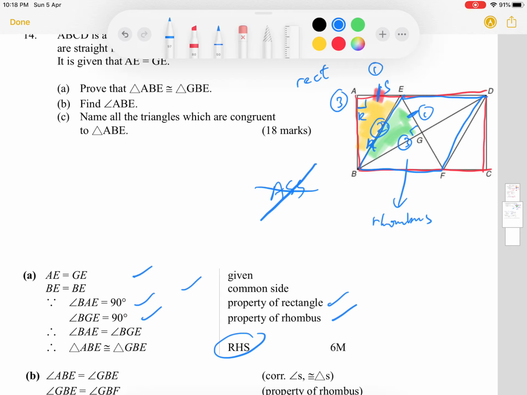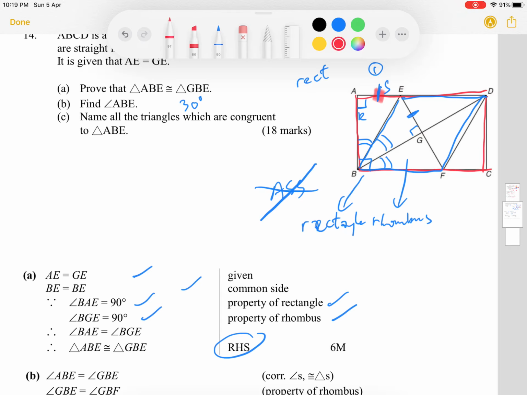And now, what you're going to do next is clear this part, to make it clear. You know that these two in ABE are equal because of corresponding angles. And then you see that this one, the blue one, is a rhombus. These two should be equal, property of rhombus again. So all three angles are equal. So this is 30 degrees, because this is 90 degrees, because it is a rectangle.